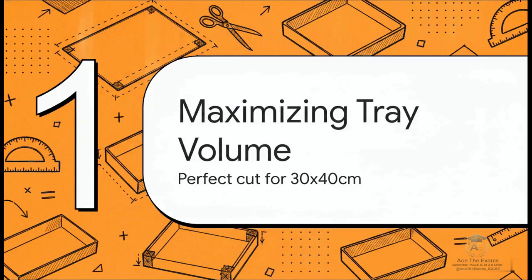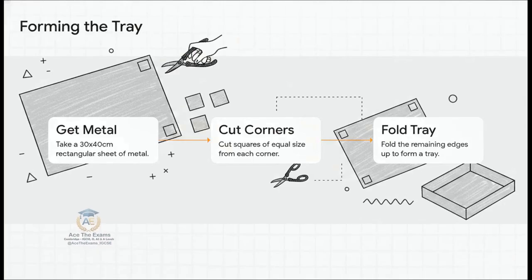All right, let's jump straight into Section 1, Maximizing Tray Volume. Our objective here is finding the absolute perfect cut for a 30 by 40 centimeter sheet. To really grasp this, I want you to ground this abstract math in a physical reality. Imagine you are standing in a workshop, holding a completely flat rectangular piece of sheet metal. It's exactly 30 centimeters wide and 40 centimeters long.